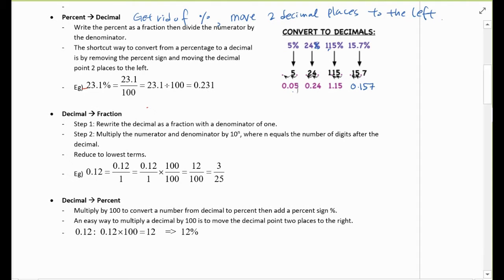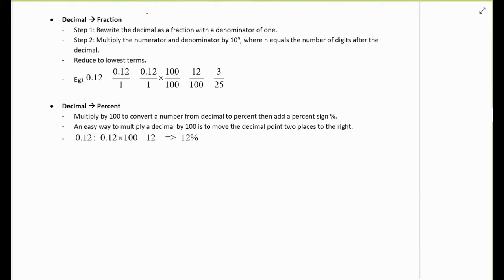Next, a decimal to a fraction. So we're going to follow the steps. Step 1, rewrite the decimal as a fraction with a denominator of 1. Step 2, multiply the numerator and the denominator by 10 to the power of n, where n equals the number of digits after the decimal. And reduce to the lowest terms.